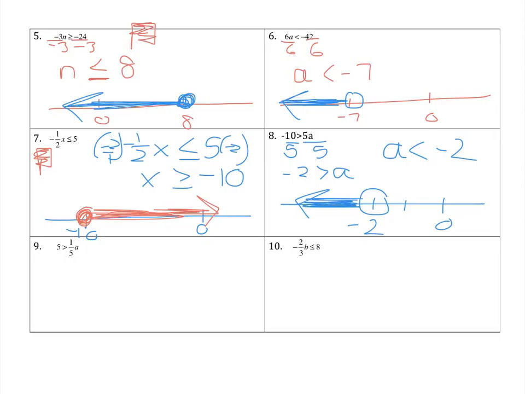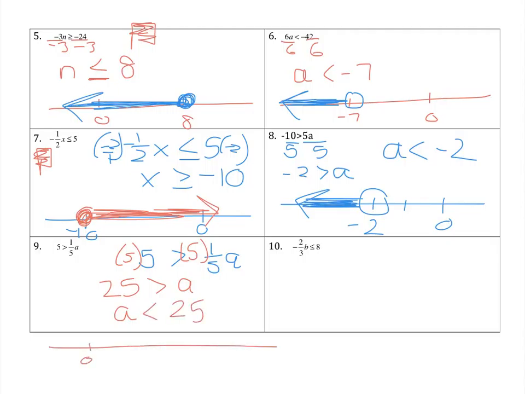Number 9, 5 is greater than 1/5 a. To solve it, I need to multiply both sides by positive 5, not a red flag. 25 is greater than a. To graph it, I need to read it and write it backwards. A is less than 25. 0, 25. Open circle, shade to the left.